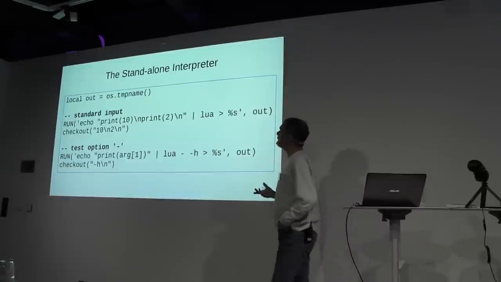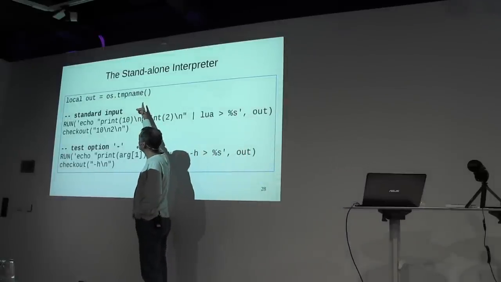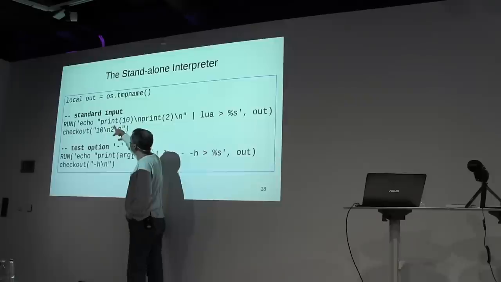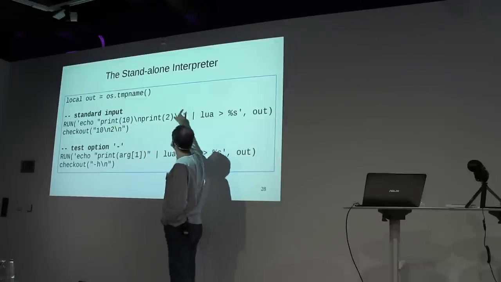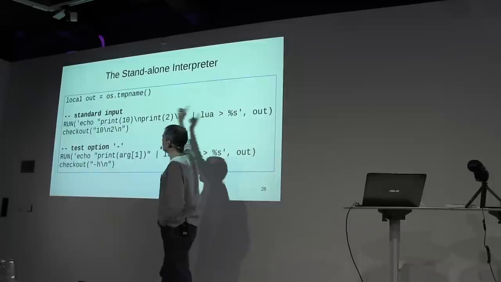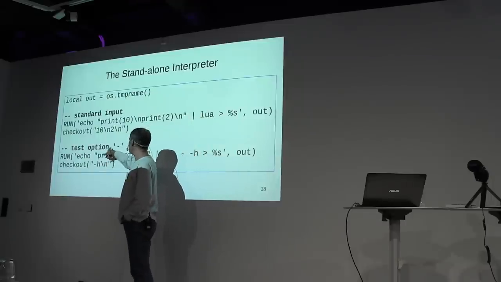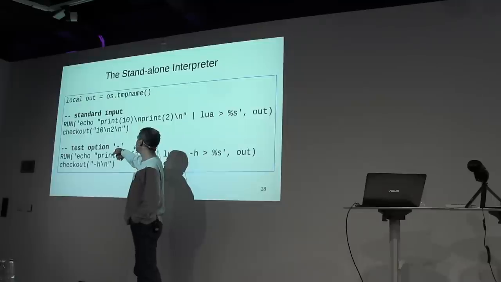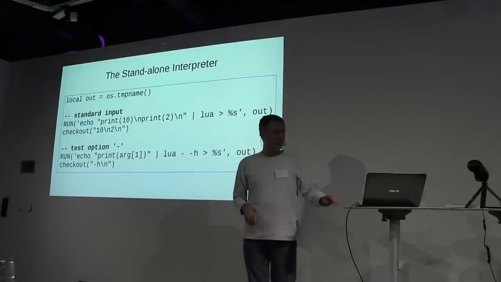Some tests are very primitive. We just create a temporary file for output. And for instance, this is just testing the standard input. We create some code here, pipe it to Lua, and pipe the results to the output file, and check the output file. We are checking some options. This one is to read the input again. So we have this standard test.